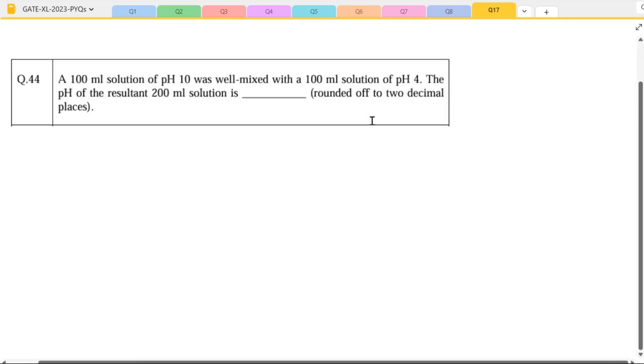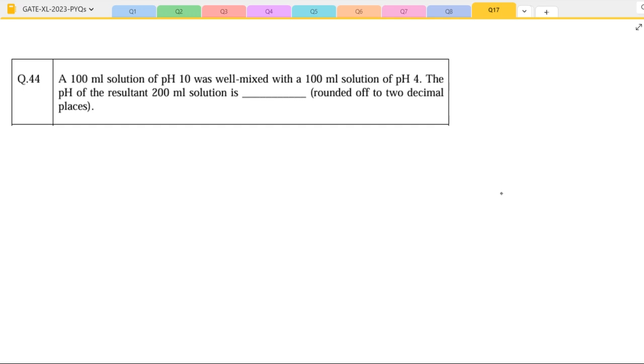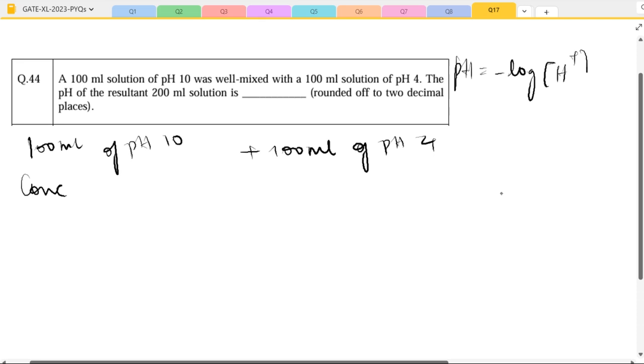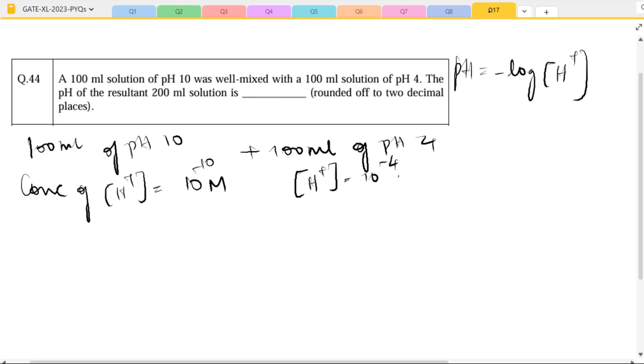A 100 ml solution of pH 10 was well mixed with a 100 ml solution of pH 4. The pH of the resultant 200 ml solution is, so this is a very basic chemistry question. First of all, you have two solutions, that is 100 ml of pH 10 and 100 ml of pH 4. Here pH is equal to minus log of H plus concentration. So here the concentration of H plus is equal to 10 power minus 10 molar, and here the concentration of H plus is equal to 10 power minus 4 molar.